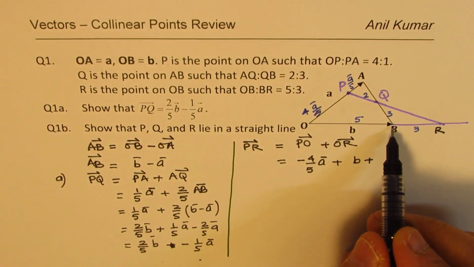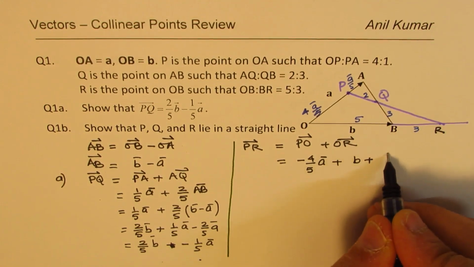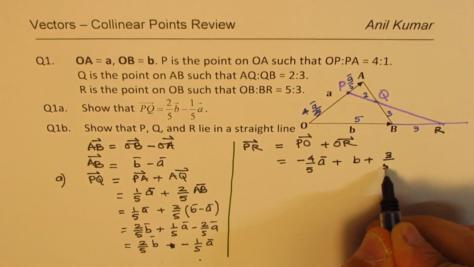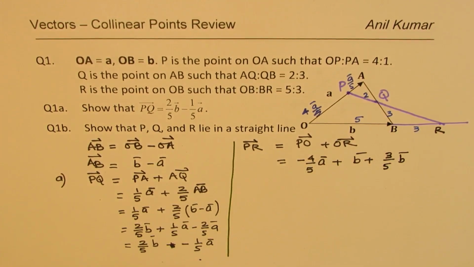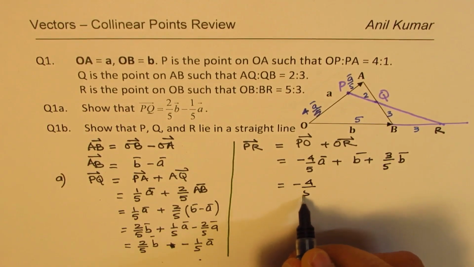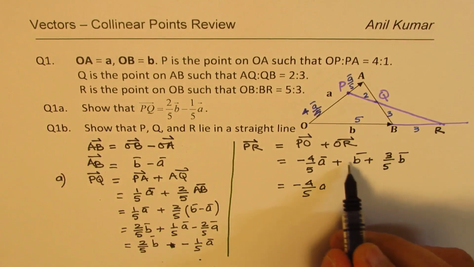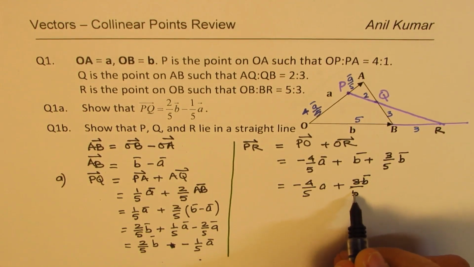you have to divide this B into 5 equal parts, right? And then take 3 of them. So that is 3/5 of B, right? So that is BR, right? So let's combine this. We have minus 4/5A, and that gives you 8B/5, right?